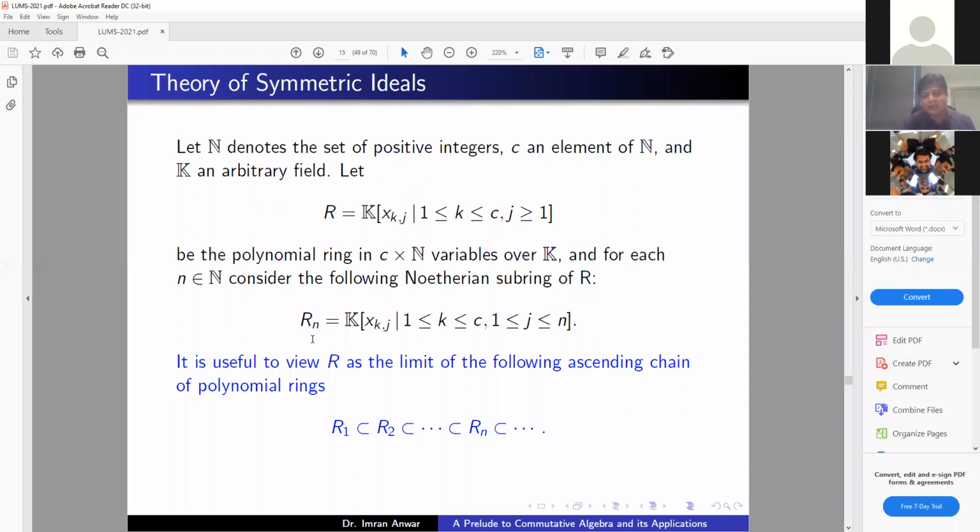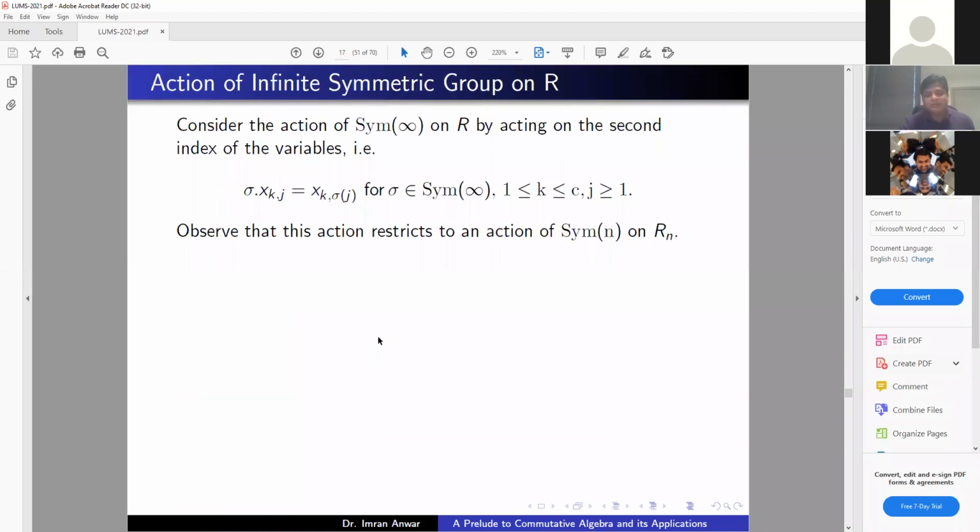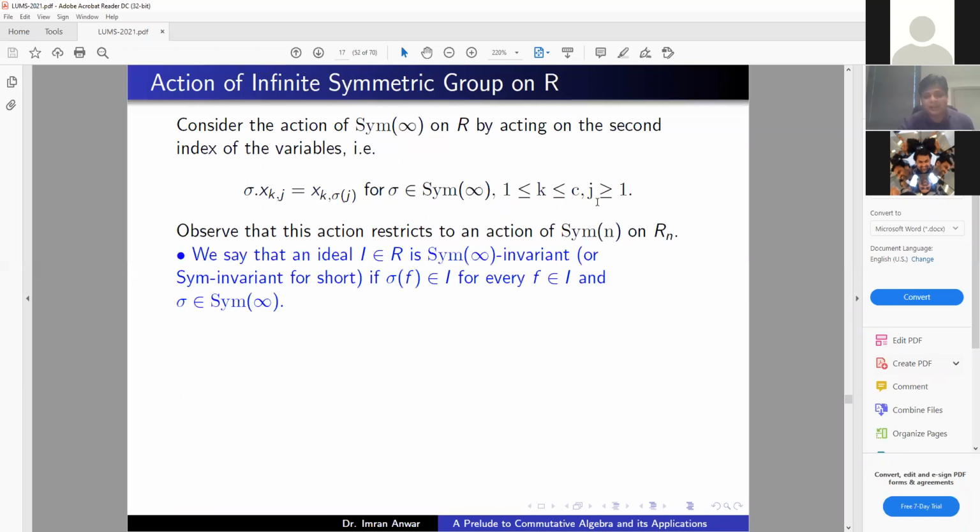But in the R_n case, you can simply think of it this way: applying the Sym operator means you are just relabeling the variables. Maybe you will see it in an example. You are just relabeling the variables in this case. So this is just a relabeling of it.